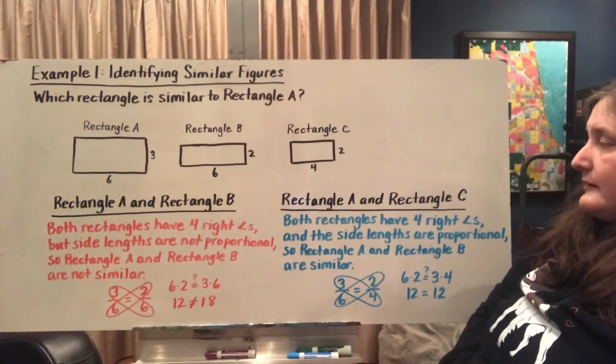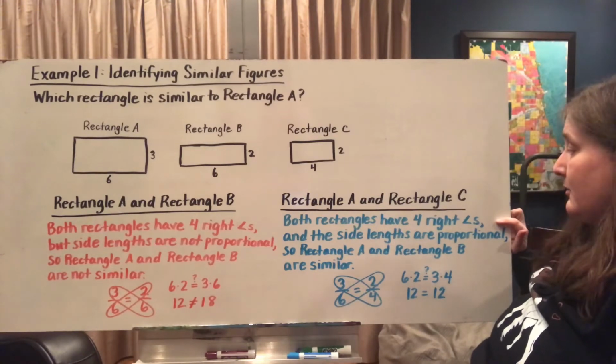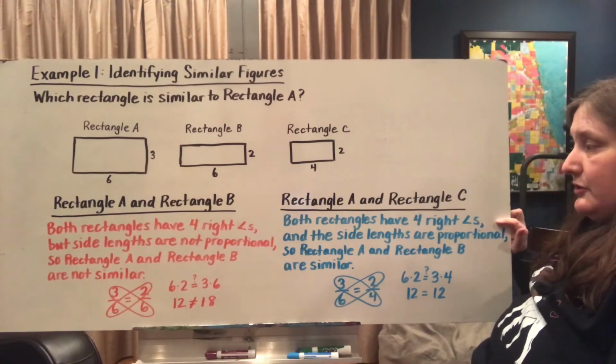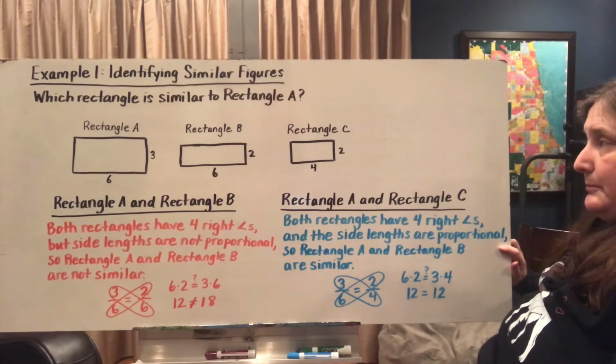Now let's compare rectangle A and rectangle C. Once again, both rectangles have 4 right angles. That's a good sign. All their angles are congruent. And this time the side lengths are proportional. So these rectangles will be similar.